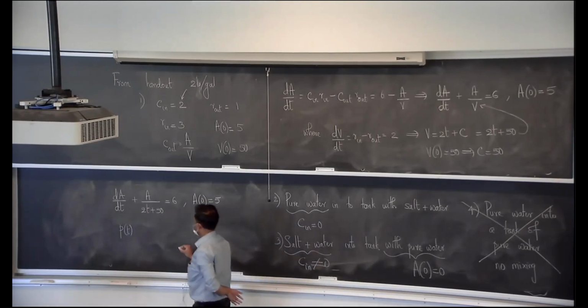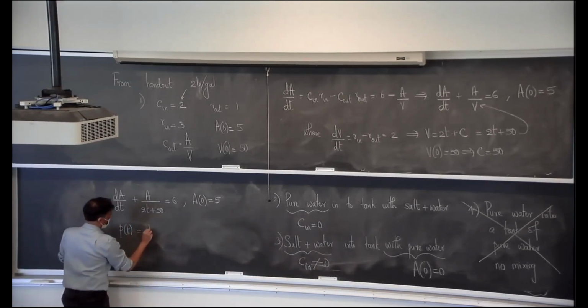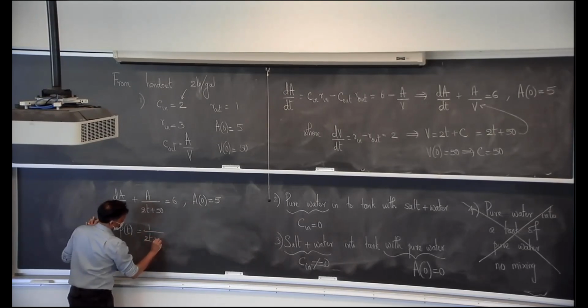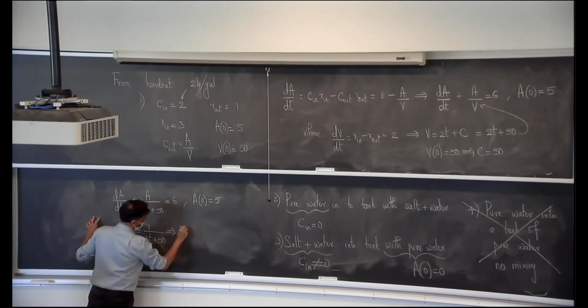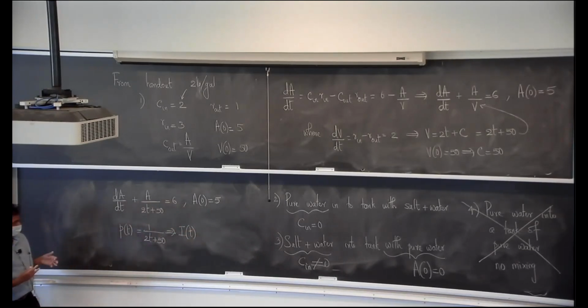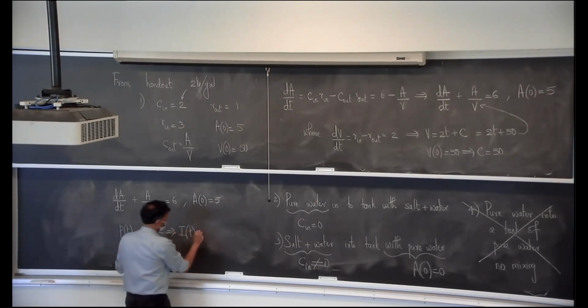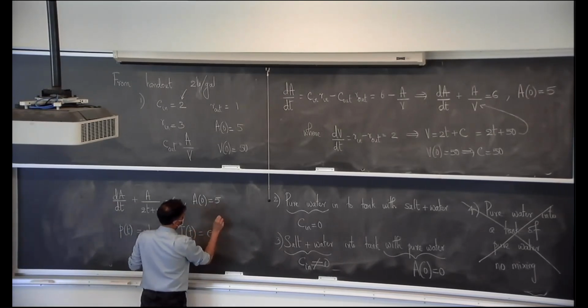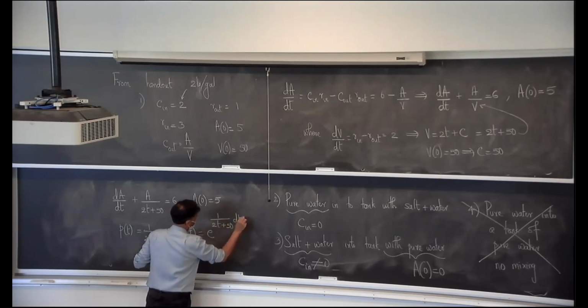P of t equal to 1 over 2t plus 50. So the integrating factor I of t, okay. I know there is a small adjustment problem in the notation here. We were using x earlier, now it's t, equal to e to the power of the integral of 1 over 2t plus 50 dt.